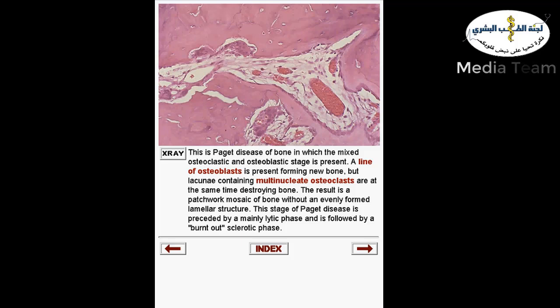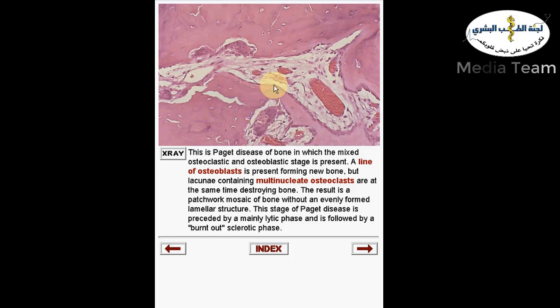Now, in the early stage, we have more osteolytic bone destruction and more osteoclastic phase. And then we have the mixed phase when the osteoclasts and the osteoblasts are working together. And in the late stage, we have what's called the sclerotic and burnt out phase. So in this picture, what's this type of cell? Multinucleated cell, the osteoclast, and we have here another osteoclast. Here we have osteoclastic activity. They are destructing the bone.